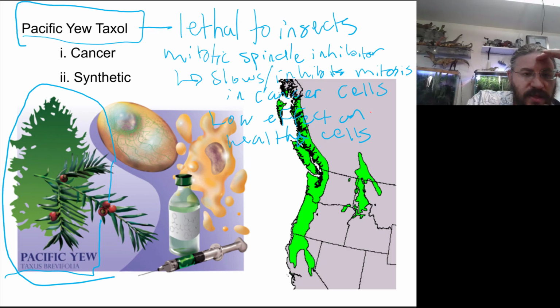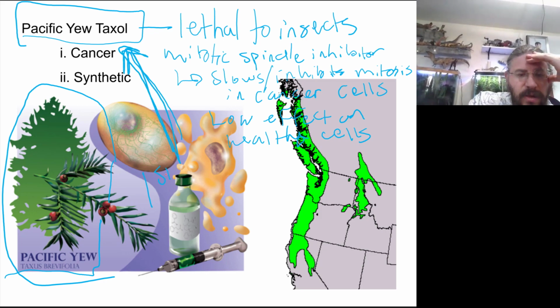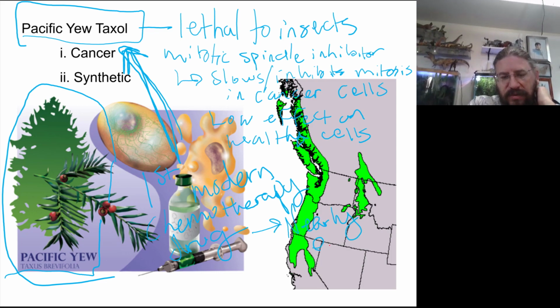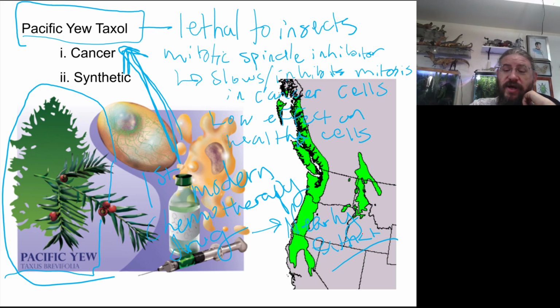This was the first modern chemotherapy drug. And as a byproduct of that, it went nearly extinct. Why did it go nearly extinct? It was the first modern chemotherapy drug, and when we first started using it in chemotherapy, we could not produce it in the lab.